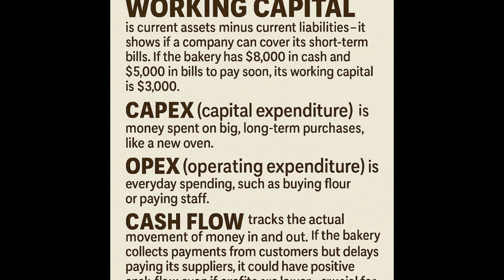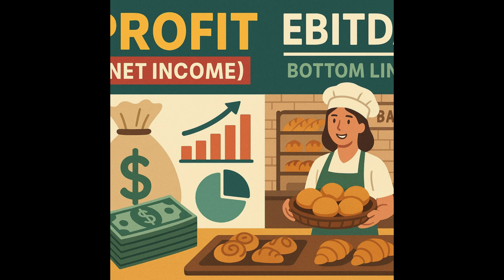OPEX, operating expenditure, is everyday spending, such as buying flour or paying staff. Finally, cash flow tracks the actual movement of money in and out. If the bakery collects payments from customers but delays paying its suppliers, it could have positive cash flow even if profits are lower. Crucial for understanding financial health in legal cases.